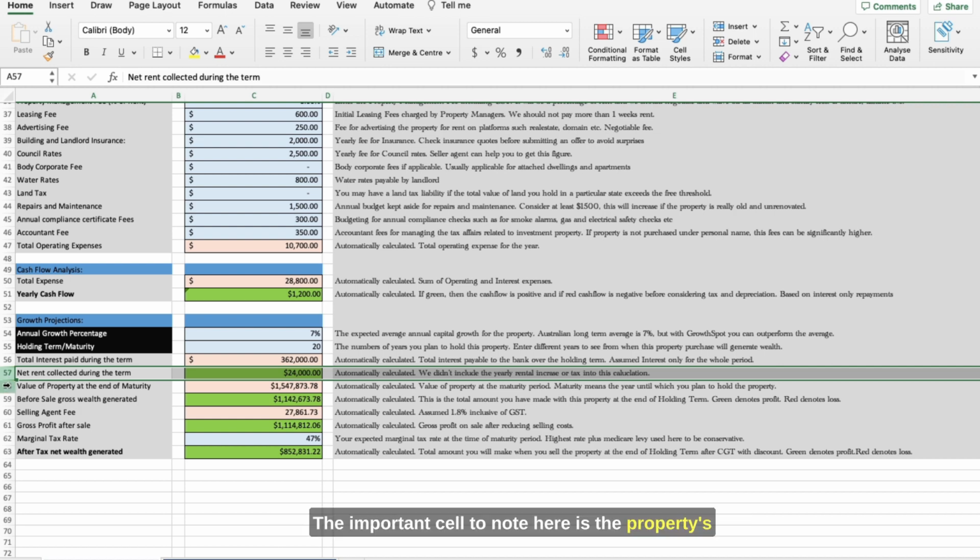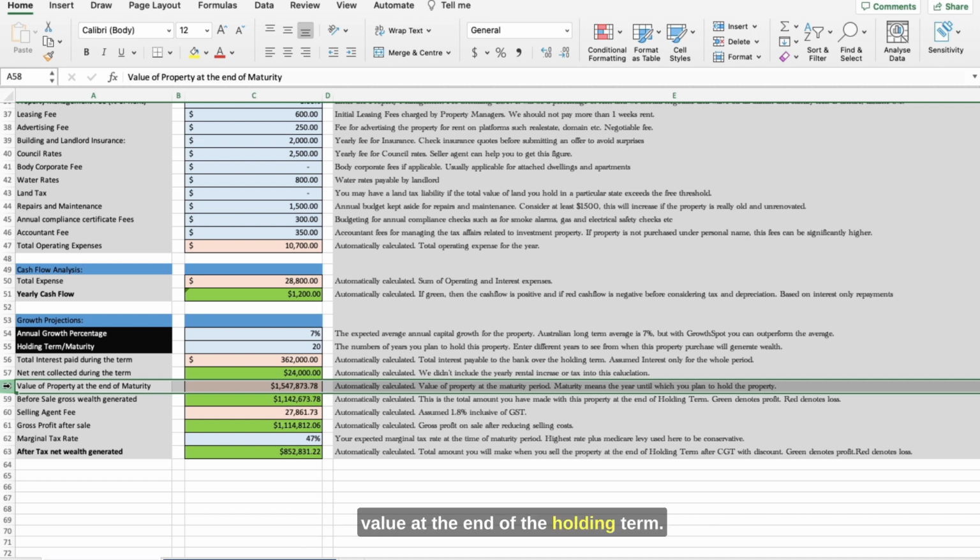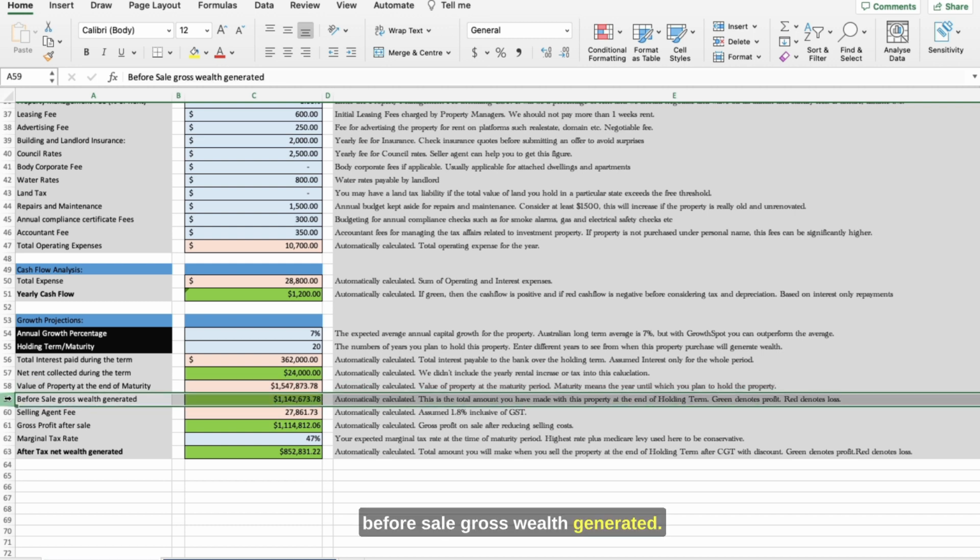The important cell to note here is the property's value at the end of the holding term. As you can see, this property will be worth over $1.5 million in 20 years. But all of it is not wealth generated, as you have an outstanding loan plus your initial deposit in this figure. So the next cell here is before sale gross wealth generated. It shows the amount of wealth you have actually developed from this property by holding it for 20 years as per this example.